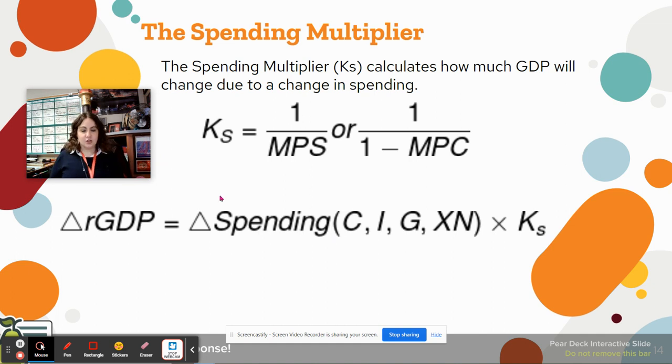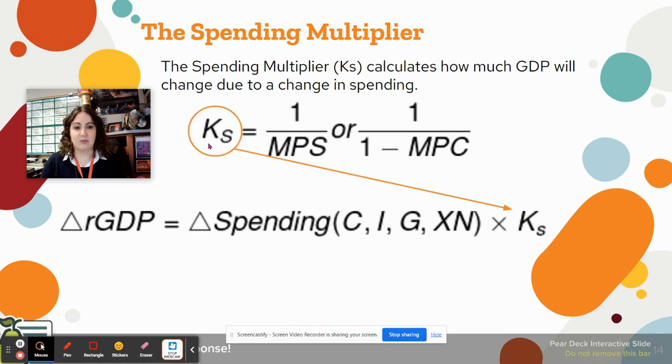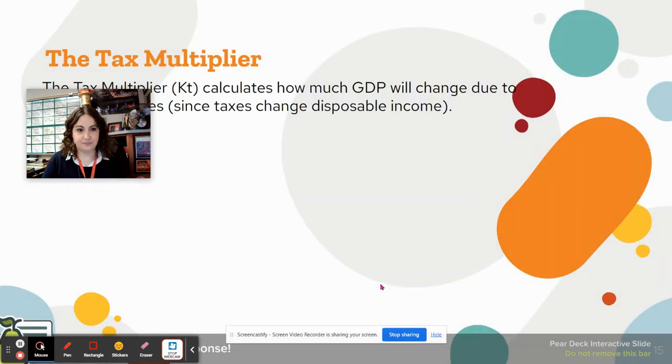Okay, here we go. So we practiced yesterday KS, the spending multiplier, which is 1 over MPS. What you do with this is you take this spending multiplier and you plug it in and you multiply it by spending. We did a couple practice questions yesterday, and today you're going to have a chance to do some more practice questions. But we don't know everything just yet. There's one more multiplier that we need to add to our notes, and that is the tax multiplier.